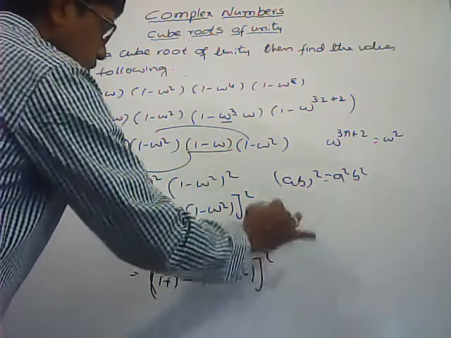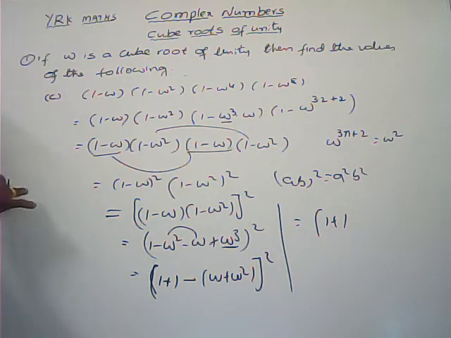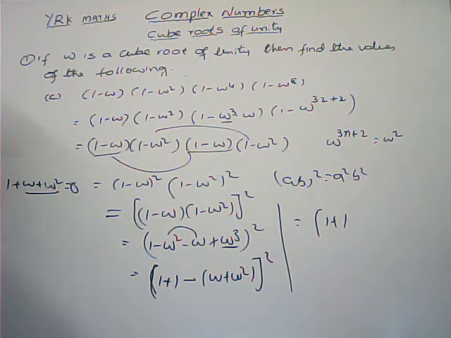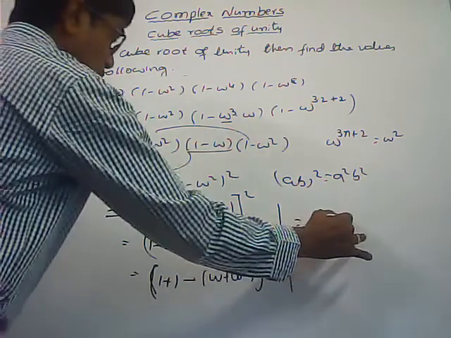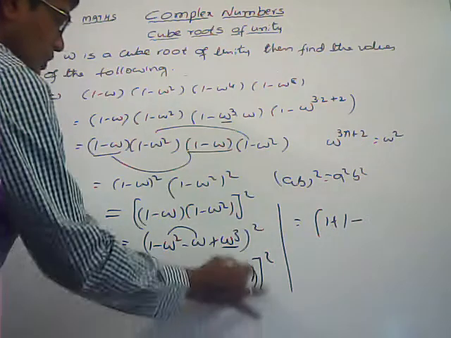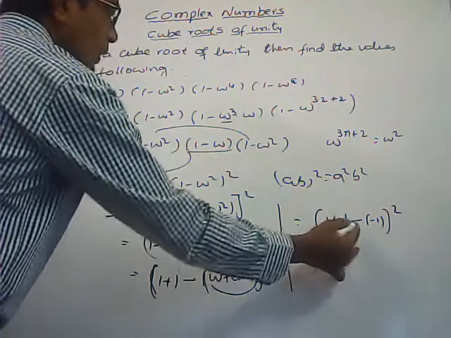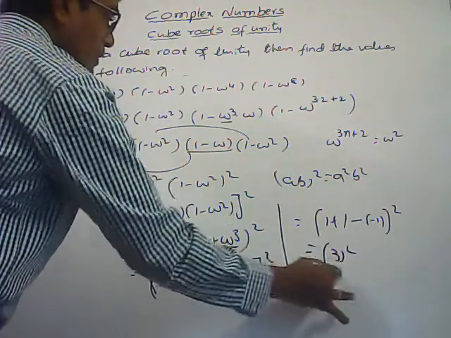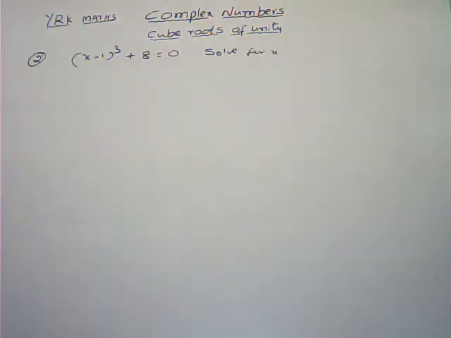1 plus 1. Here the sum of the cube roots of unity, 1 plus omega plus omega square, that is equal to 0. Now if I make this one as subject, omega plus omega square, that is equal to minus 1. Here minus is there, minus 1. Sum of these two terms, that is equal to minus 1 whole power 2. Minus into minus plus, 1 plus 1 plus 1, 3. 3 square, that is equal to 9. 9 is the simplest value of that given expression.